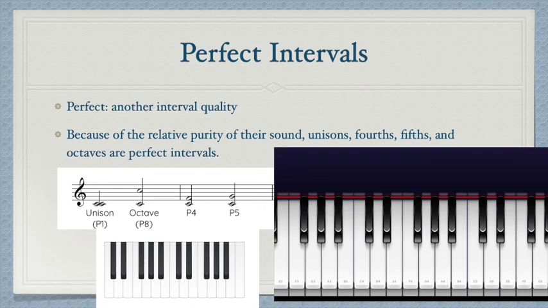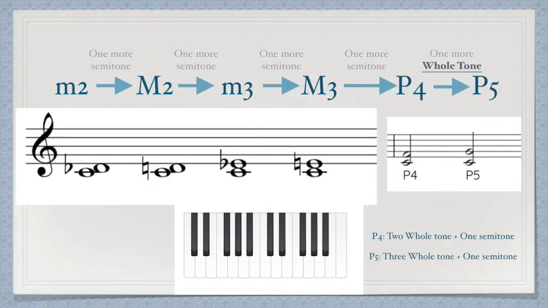And perfect fifth sounds like perfect fourth. It's also very pure. Now the question is, how many semitones or whole tones do the perfect fourth and perfect fifth contain? Because unison and octave are very easy to calculate since there's just one note there. But perfect fourth and perfect fifth are a little bit complicated.